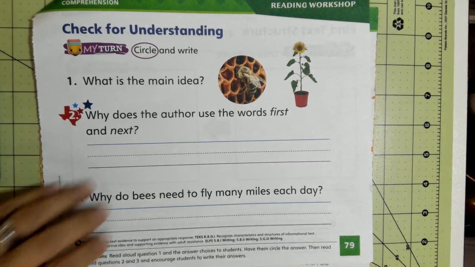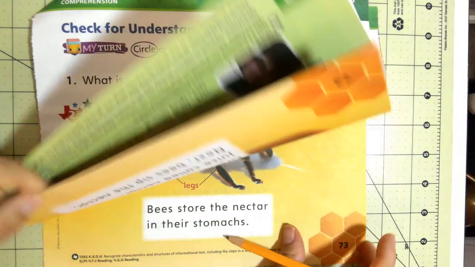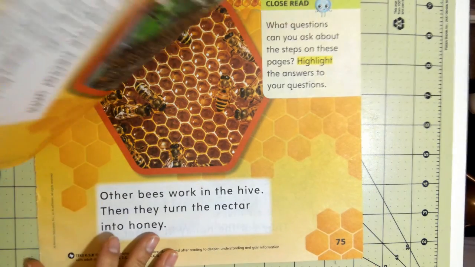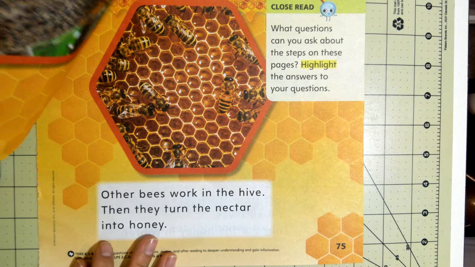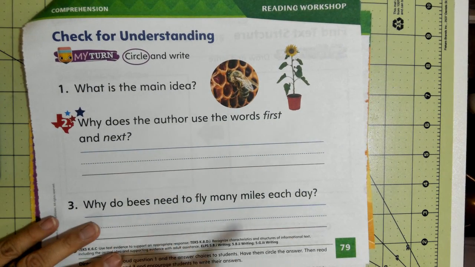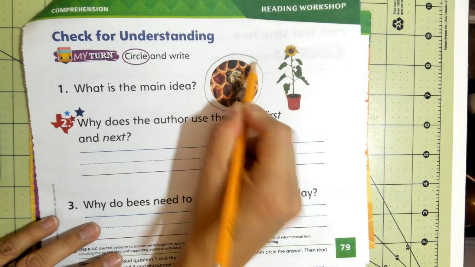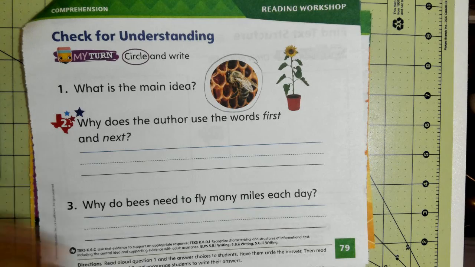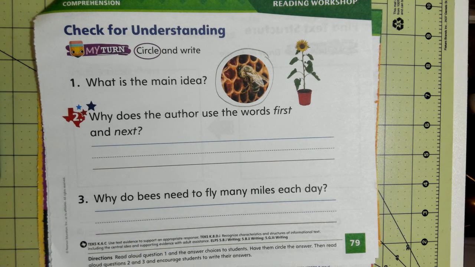So when we go back to the story, we see that it was about how bees make their honey in their hive. So the main idea of the story is how bees make honey. So we're going to circle the picture of the bee at the hive making honey, because that's what the story was about. It was telling us the steps on how honey is made.